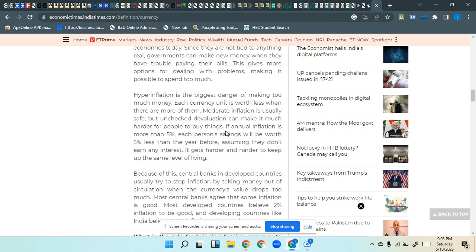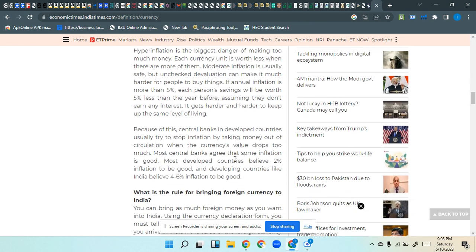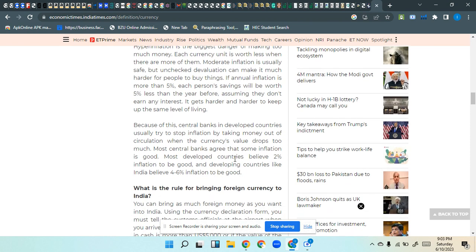Moderate inflation is usually safe, but unchecked devaluation can make it much harder for people to buy things. If annual inflation is more than 5%, each person's savings will be worth 5% less than the year before, assuming they do not earn any interest. It gets harder and harder to keep up the same level of living. Because of this, central banks in developing countries usually try to stop inflation by taking money out of circulation when the currency value drops too much.